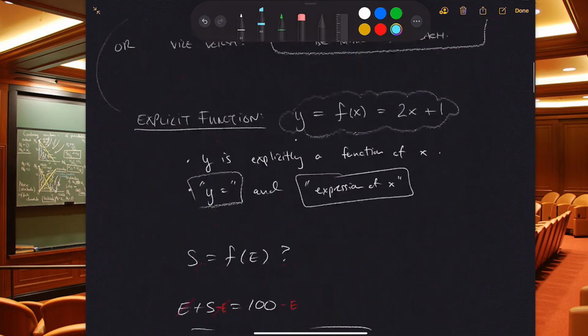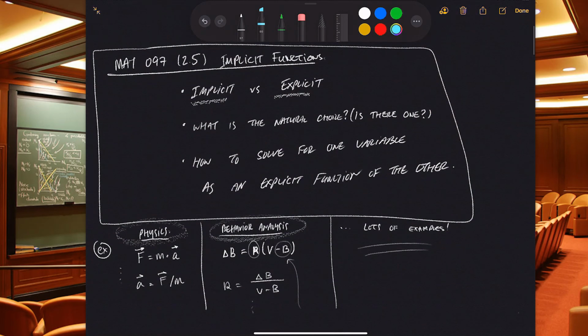I might have one smaller video coming after this, but we've got everything taken care of here. Implicit versus explicit functions. If there's a natural choice, then we can choose that as the input and the output respectively, and then how to solve for one variable as an explicit function of the other. We know how to do this in general, and again, if you get lost in the alphabet soup, try acting as if these other variables have numbers, and then go back and erase and find how it actually should work out. So I hope you enjoyed this.